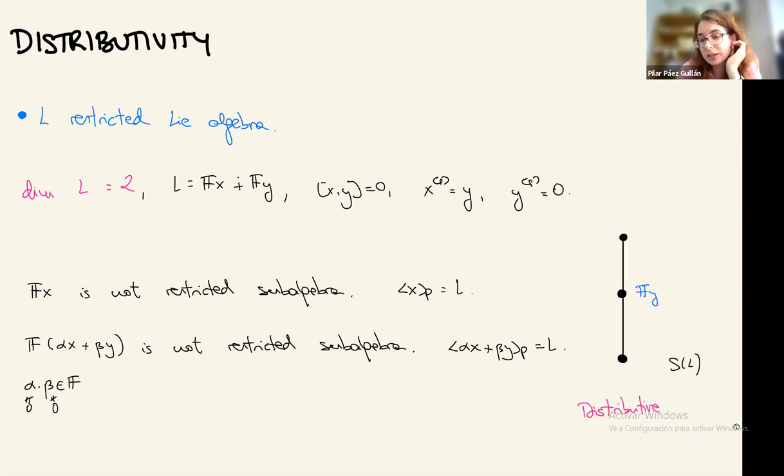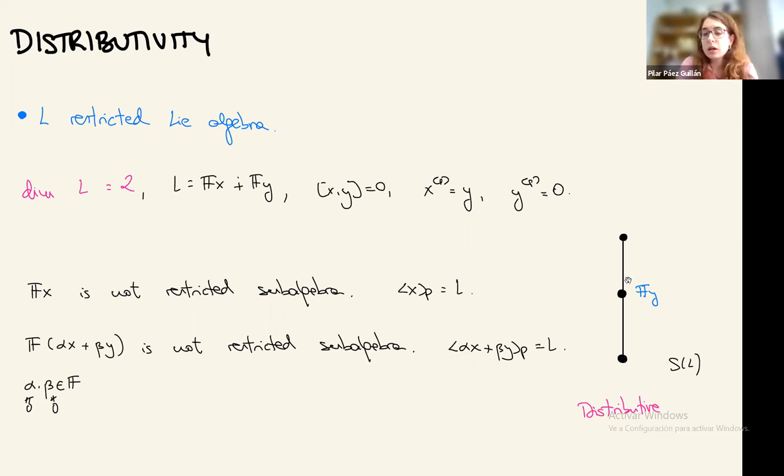So the only proper restricted subalgebra which we're going to have is the linear span of y. In this case, if I take y to the p, I get 0, so y to the p is in this linear span, and it is a restricted subalgebra. Okay, so the lattice which I'm going to have is this chain of length 2, which is clearly distributive.